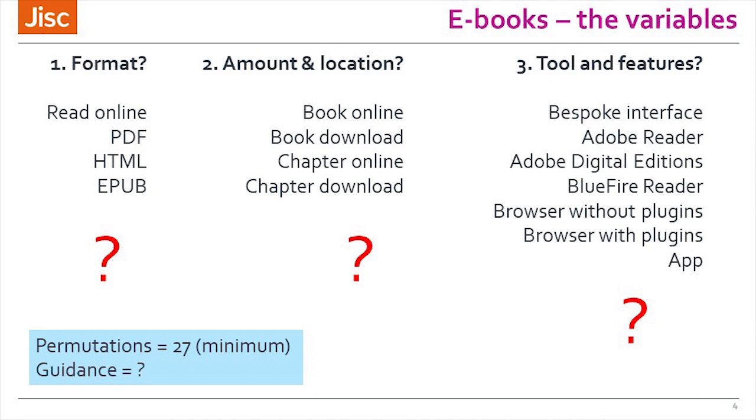They also have to make a choice on whether or not they download the entire book or just a chapter, or whether they look at the entire book online or just a chapter online. And then if they've decided they're going to download, there are all sorts of options like, do I look at my chapter in the bespoke interface? Do I use Adobe Reader? Do I use digital editions?